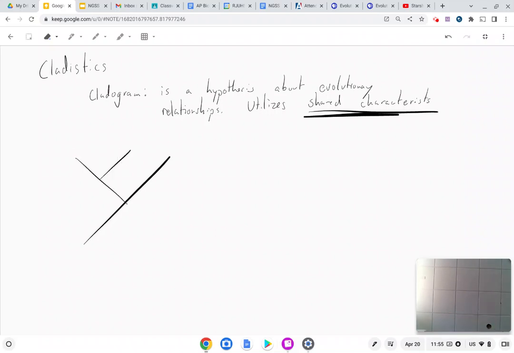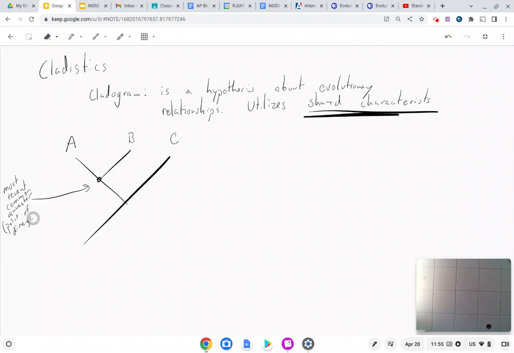And on the ends of the branches are the species. So you've got species A, B, and C. Here, where the branches connect, is what we would call a common ancestor, or most recent common ancestor. And it's also the point of divergence.